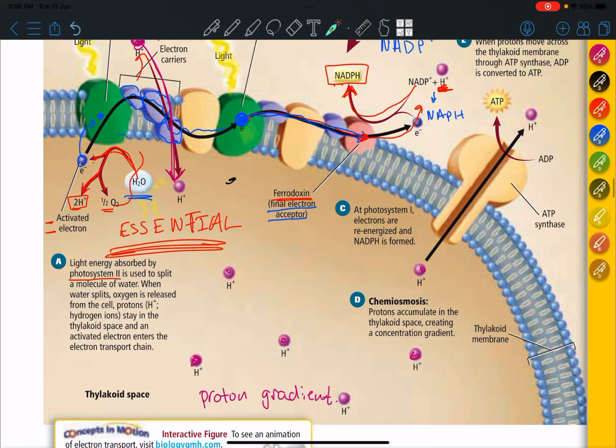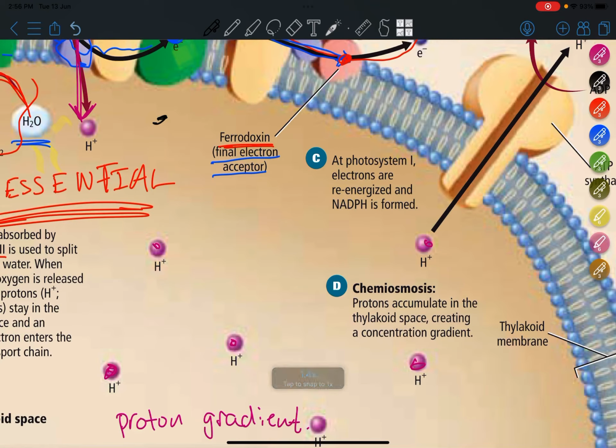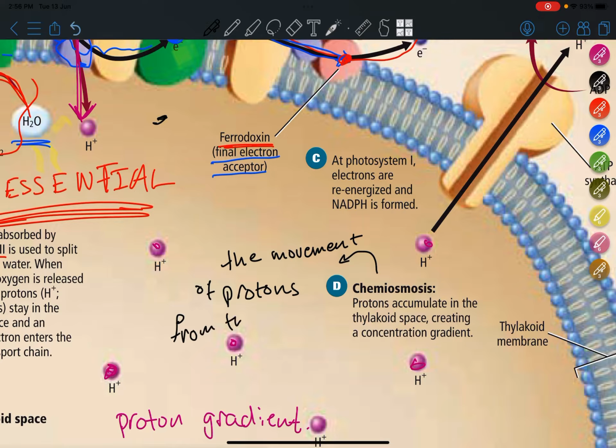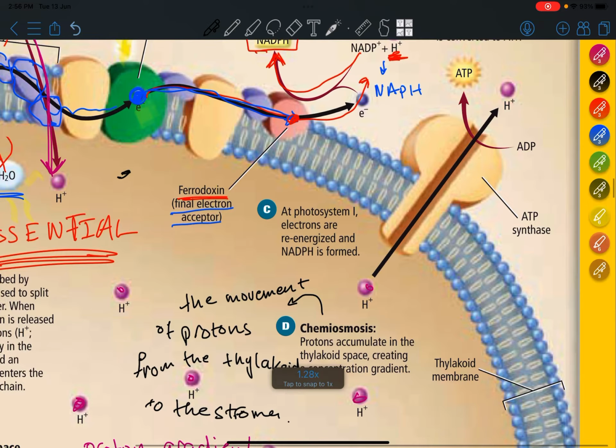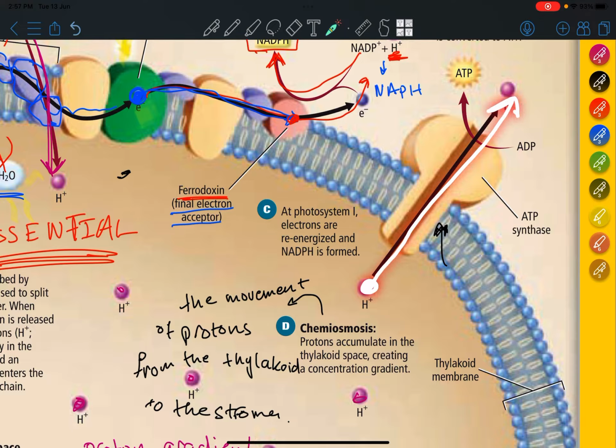So what is chemiosmosis? Chemiosmosis is the movement of protons, or the hydrogen ions, from the thylakoid space to the stroma. And how do they do that? Through what do they pass? They pass through ATP synthase. So this is ATP synthase, and what happens is you have your hydrogen and it'll pass through the ATP synthase.